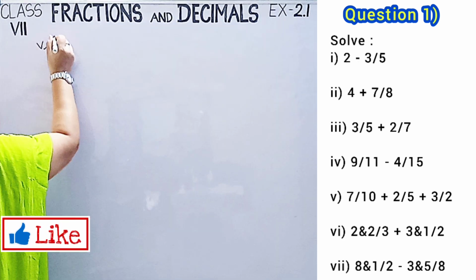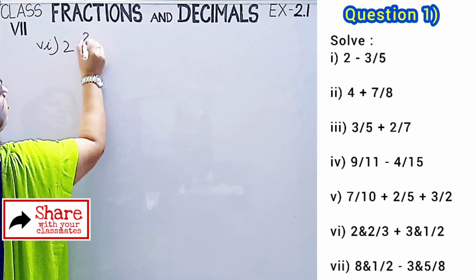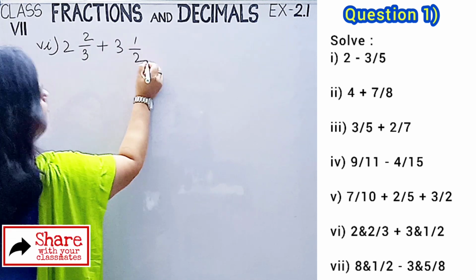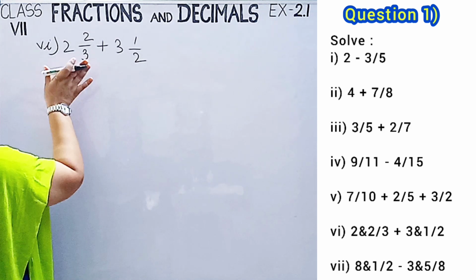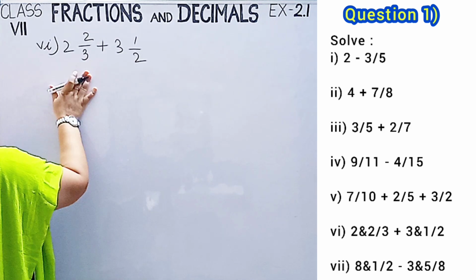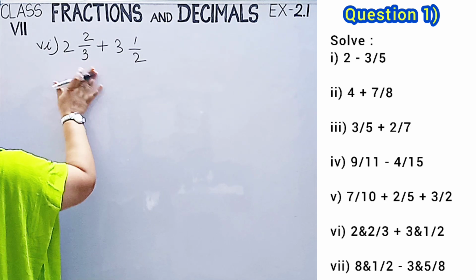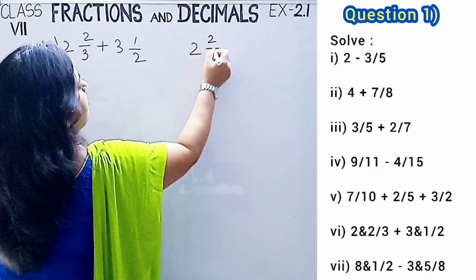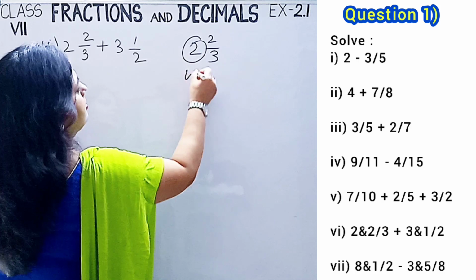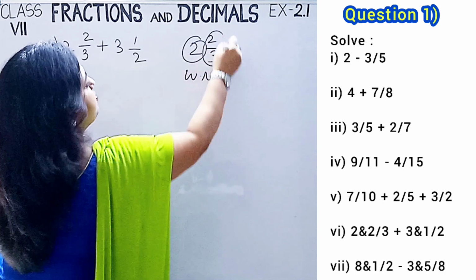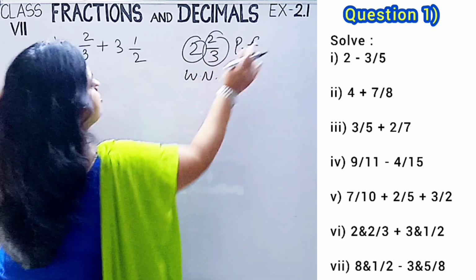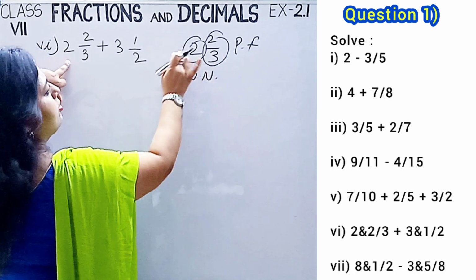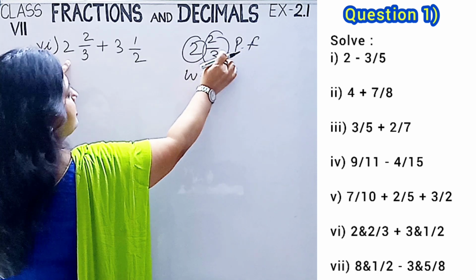Sixth part. 2 and 2 upon 3 plus 3 and 1 upon 2. So these are mixed fractions. And what is a mixed fraction? A mixed fraction is a combination of a whole number and a proper fraction. Here 2 and 2 upon 3, this is the whole number and this is the proper fraction.